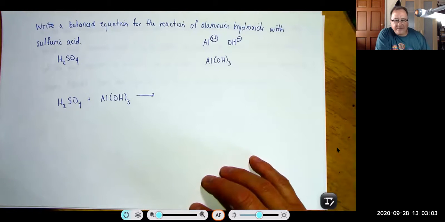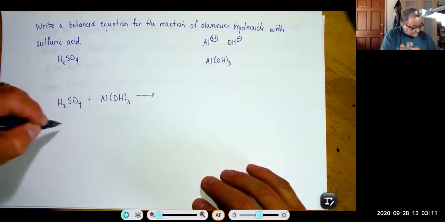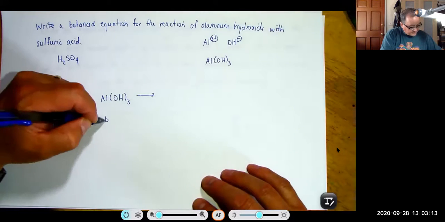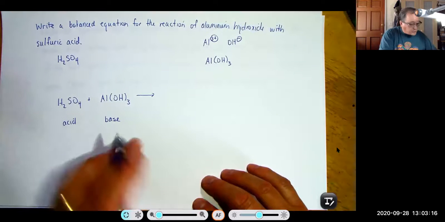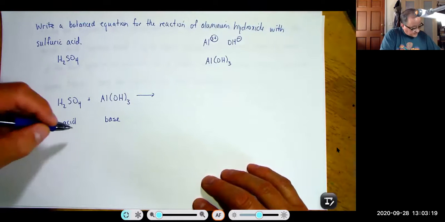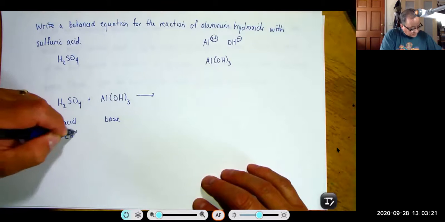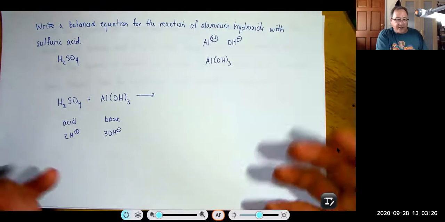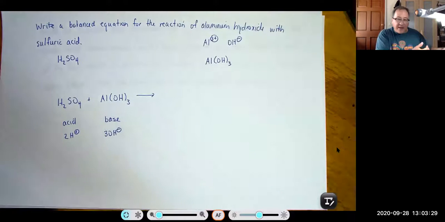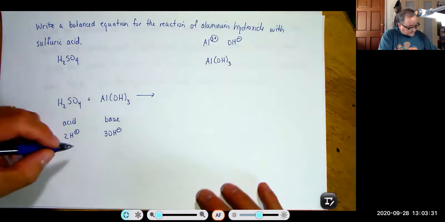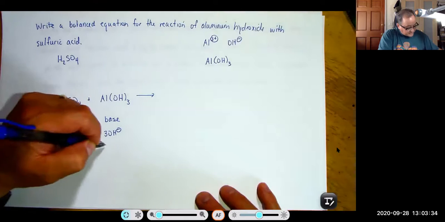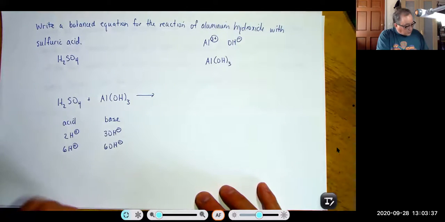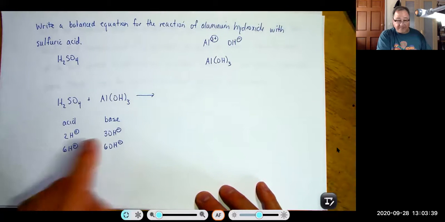How you doing? Okay. So first you identify the acid and the base. Then you identify how many hydrogens and how many hydroxides. 2 hydrogens, 3 hydroxides. And you can see that this is a bit tricky because with 2 and 3, how do you match that up? And the answer is you want to go for 6. So you need 6 hydrogens and 6 hydroxides. And I chose 6 because 2 times 3 is 6.